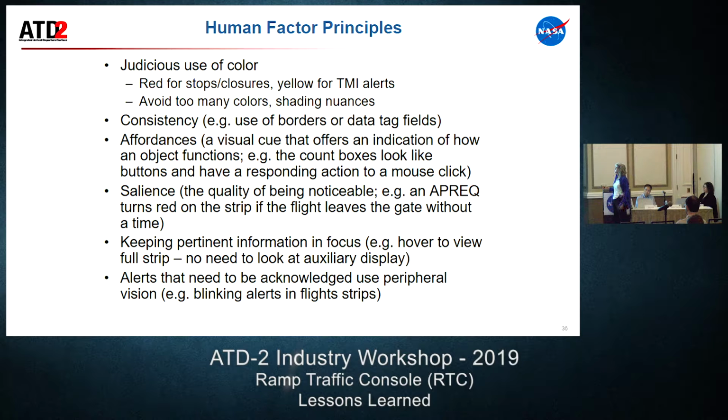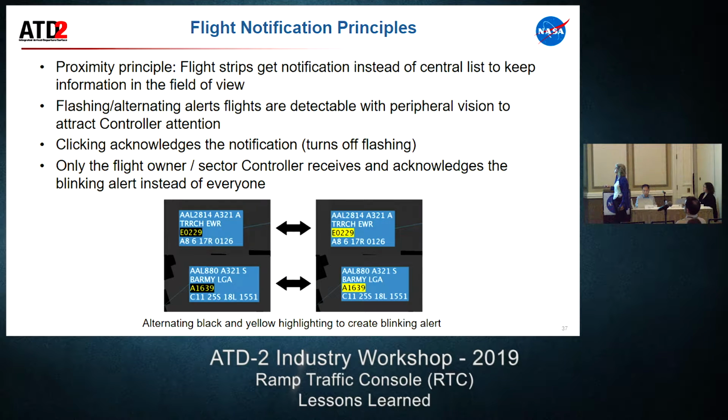And then alerts that need to be acknowledged use peripheral vision. So if an APREC flight does leave the gate without getting a time, that red background with black text begins to flash on and off, black background, red text, back and forth. That lets the controller know it's an important alert, and the blinking catches his attention to let him know that he possibly needs to take action.